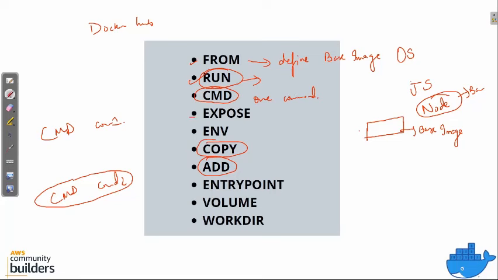Then we have the EXPOSE instruction. Now this EXPOSE is simple. It is used to define the port on which you want to run the server. It documents which ports are exposed, basically the port number on which you want to host your application. In the Dockerfile it is only used for documentation purposes.